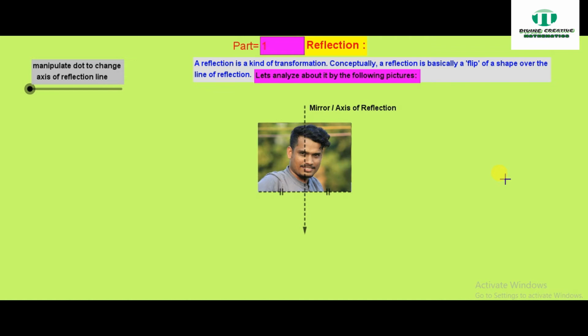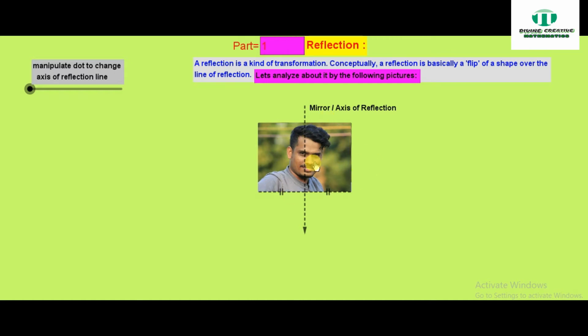In this video, I will discuss the basic concept of reflections and some formulas of reflections. Here, you can see on the screen a picture and one line, and this line is known as the axis of reflection. You can understand that the axis of reflection means a mirror.